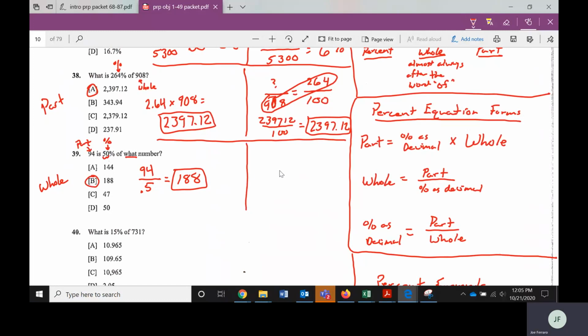Again, the percent formula. If you like this method, you always start out with this right here. The part is 94. The percent is 50. We're looking for the whole. Take the diagonal with two numbers, we multiply, so we get 9,400. Divide by the other number, and we get 188.